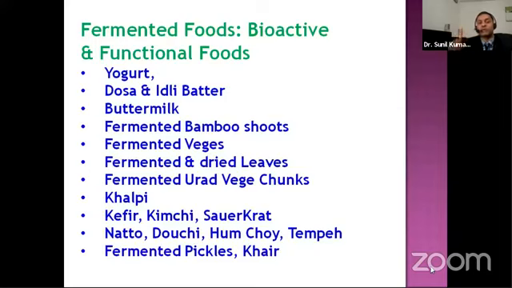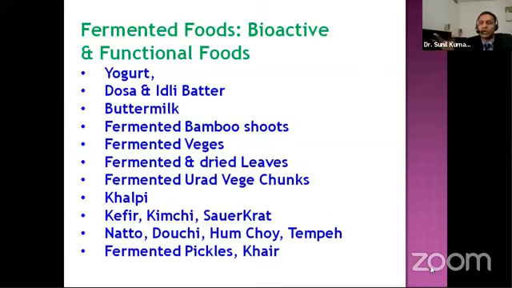Buttermilk is one of the best foods we use in India, but we don't use many other fermented foods that are essential. Tofu is also a fermented food that's excellent. Have you heard about fermented bamboo shoots? That's an excellent fermented food as well.